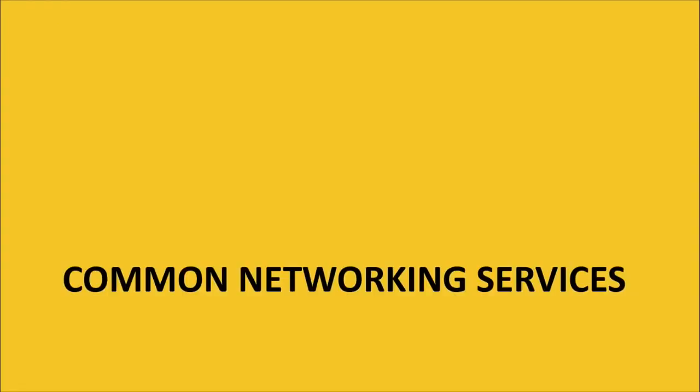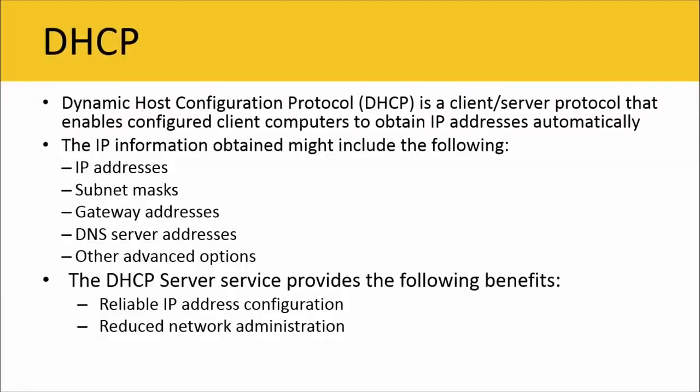Without further ado, common networking services. DHCP, or Dynamic Host Configuration Protocol, is the protocol that enables our computers to obtain IP addresses automatically. The IP information obtained is going to include your IP address itself, a subnet mask, a gateway address for your default gateway device, the router, and then your DNS server address. We'll talk about what the Domain Name System is in detail in a little bit. And then there are some other advanced features and options that can be included with DHCP.